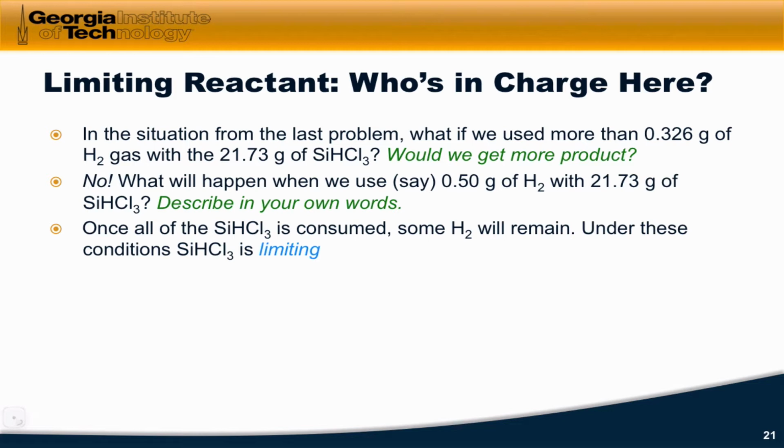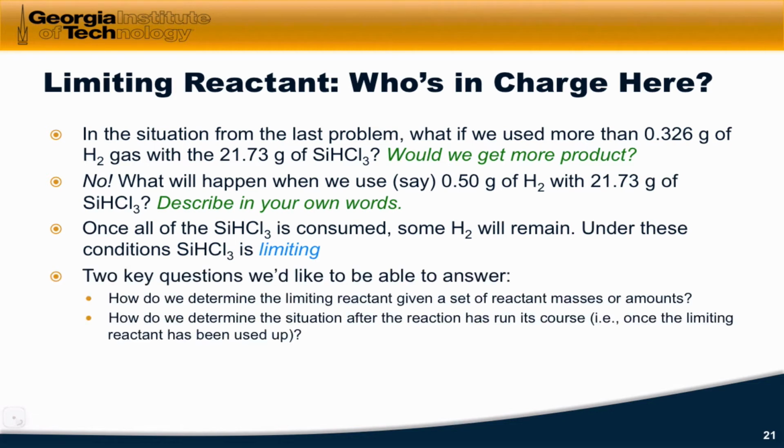It's limiting because if we added more SiHCl3, then we could push the 0.5 grams of hydrogen further along towards products. But under the conditions we've written out here in the second point, SiHCl3 limits the amount of product. No matter how much H2 we add to the reaction mixture, we can only get an amount of product that's dictated by the moles of SiHCl3 there. When it comes to limiting reactants, there are two key questions we'd like to be able to answer. First of all, how do we determine the limiting reactant given a set of reactant masses or amounts? And secondly, how do we determine the situation after the reaction has run its course, or once the limiting reagent has been completely used up?